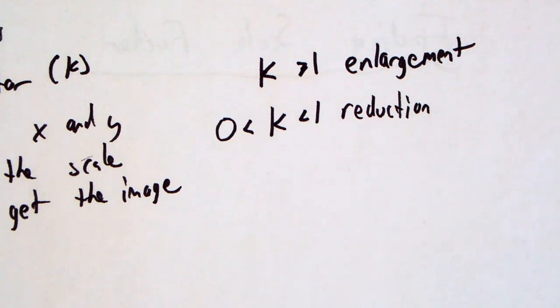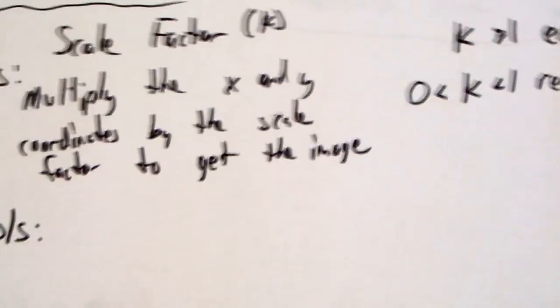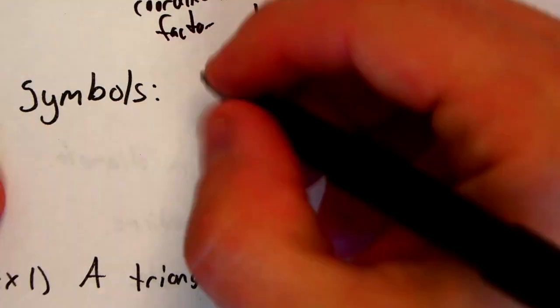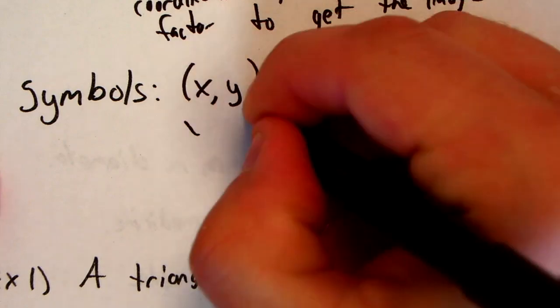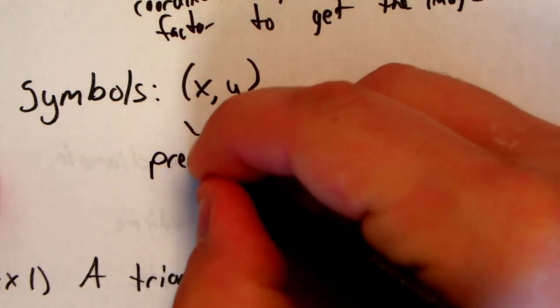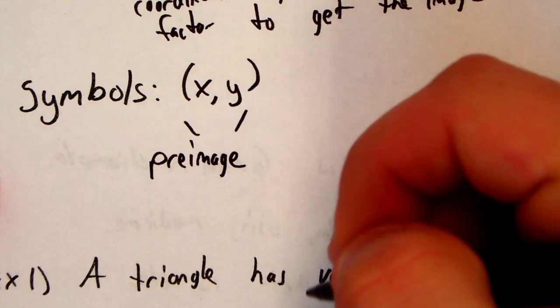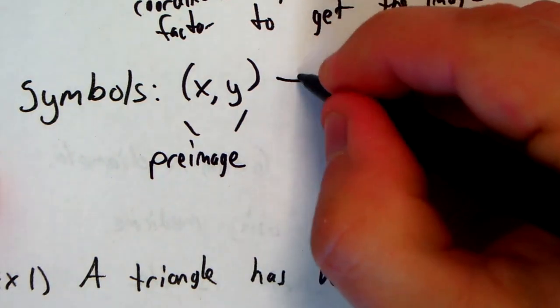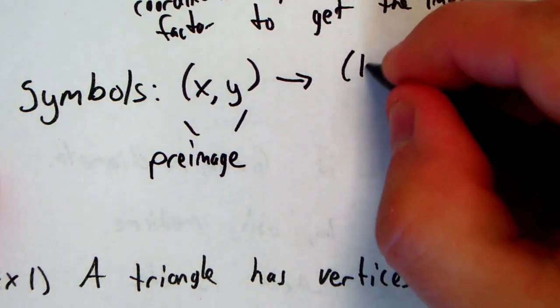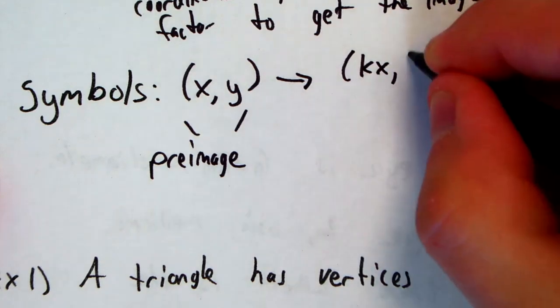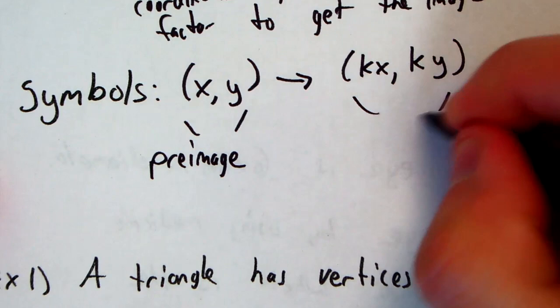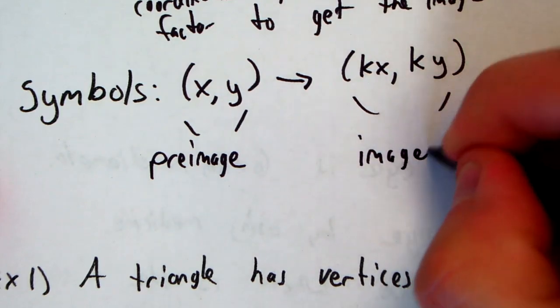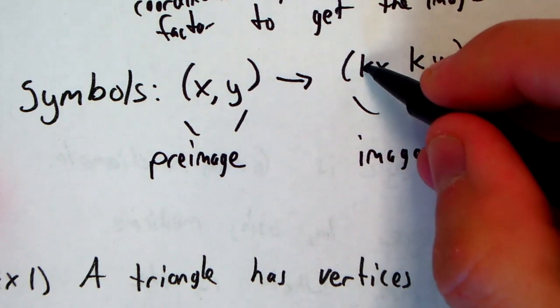So as far as symbols go, when it looks like this here, we're going to start off with our pre-image ordered pair, and it's going to turn into an ordered pair that looks like this. This is our new image. Again, this k is referencing the scale factor that we're going to be learning about.